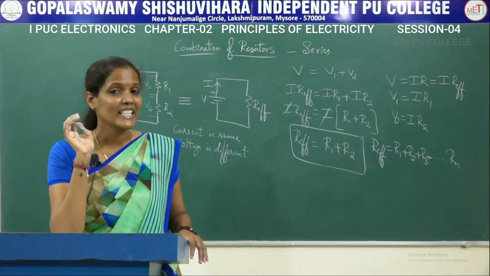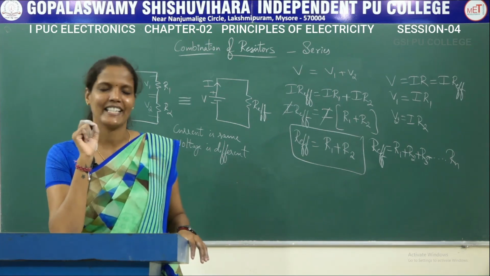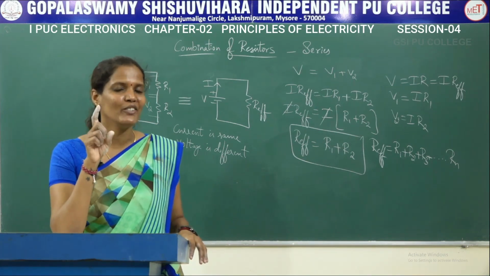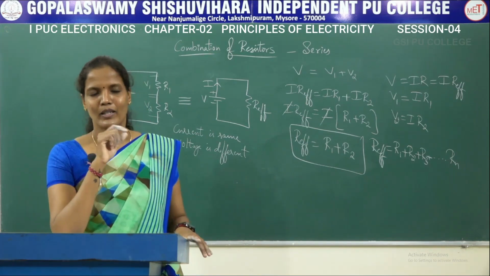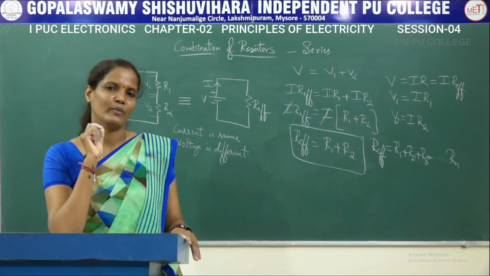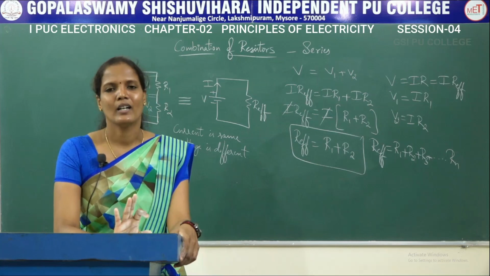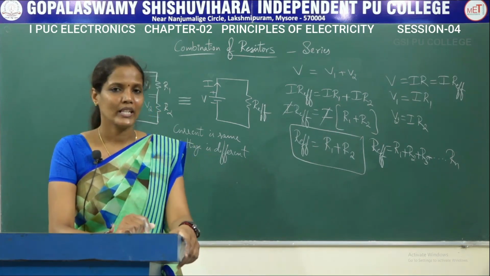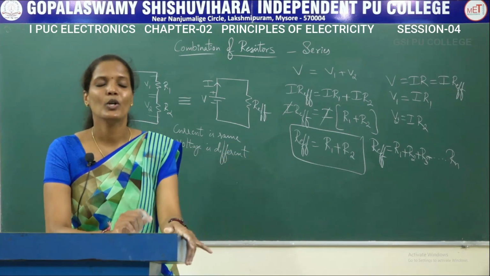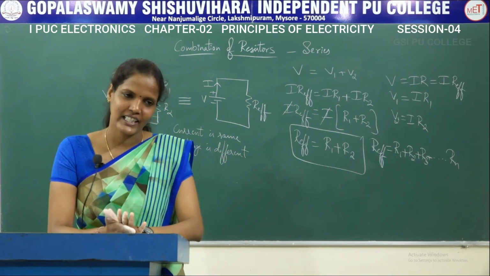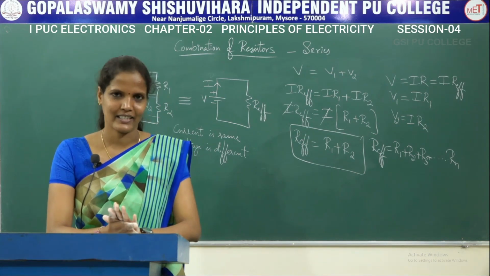So the effective resistance of the resistors when they are connected in series is equal to the sum of the individual resistances connected in the circuit. So this is all about the series combination of resistors. In today's class we solved some problems on Ohm's law and we found out the R effective, or the total resistance value, when the resistors are connected in series. In the next topic I will be dealing with the parallel combination of resistors. Thank you.